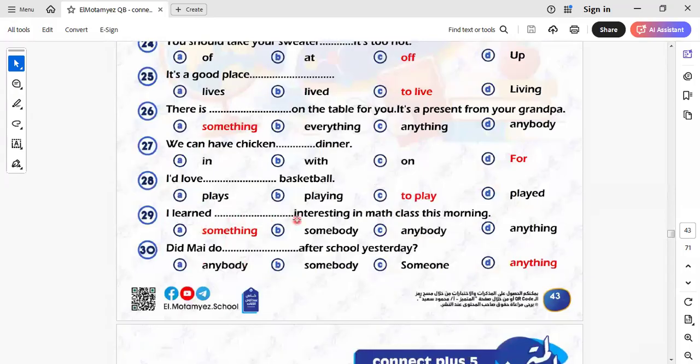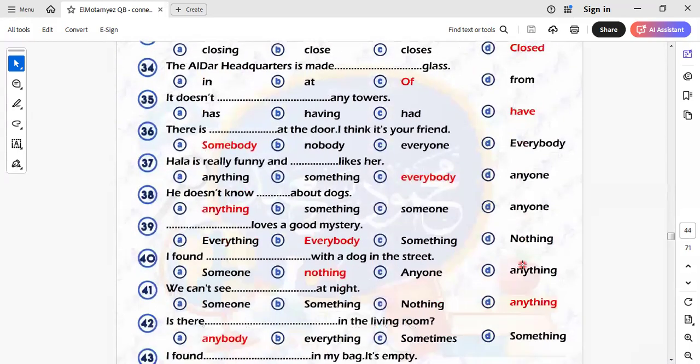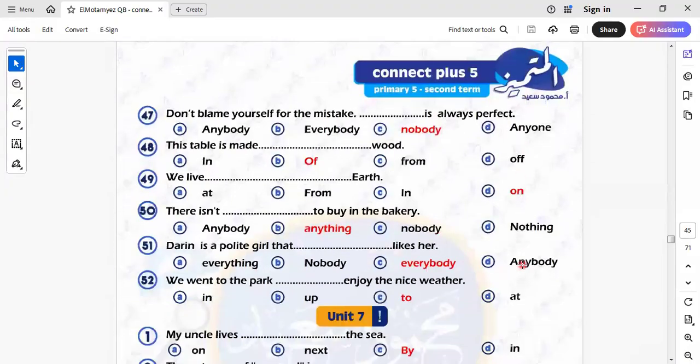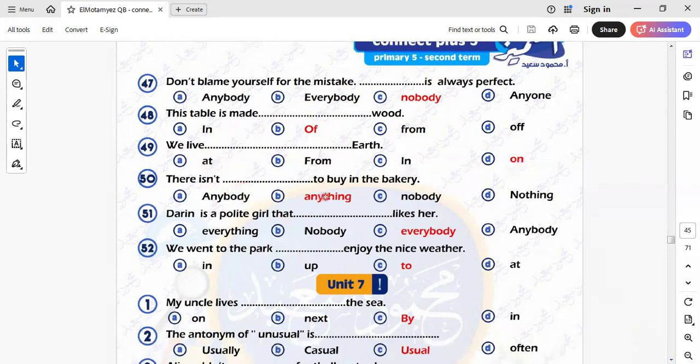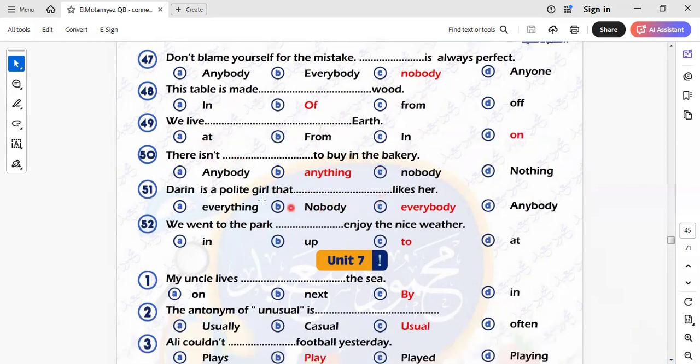Here we have, I learned something interesting in math class this morning. May I do anything? Let's go to another one here. Don't blame yourself for mistakes. Nobody is always perfect. So here you can't blame yourself, you can't make yourself wrong, because everybody makes mistakes. This table is made of wood. That means the material that this table is made of will be wood. We live on earth. There isn't anything to buy in the bakery.